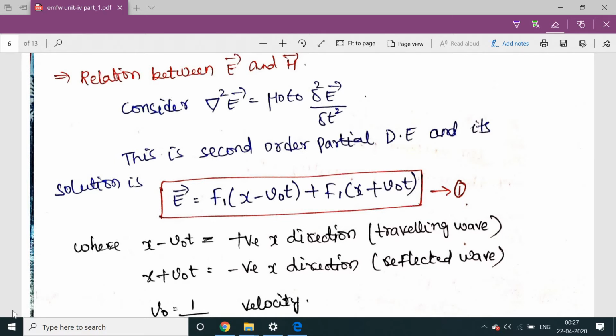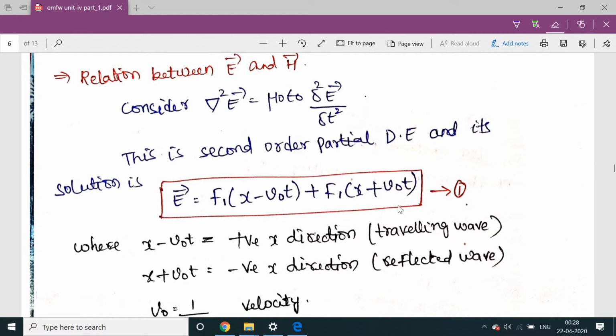It is used where the media have physical dimensions larger than the wavelength, in which case the solution closely approximates the uniform wave solution. Here, in order to get the relation between E and H, consider the wave equation of free space, that is del square E is equal to mu naught epsilon naught dou square E by dou t square. Since this is a second order differential equation, its solution is E is equal to F1 of x minus V naught t plus F2 of x plus V naught t.